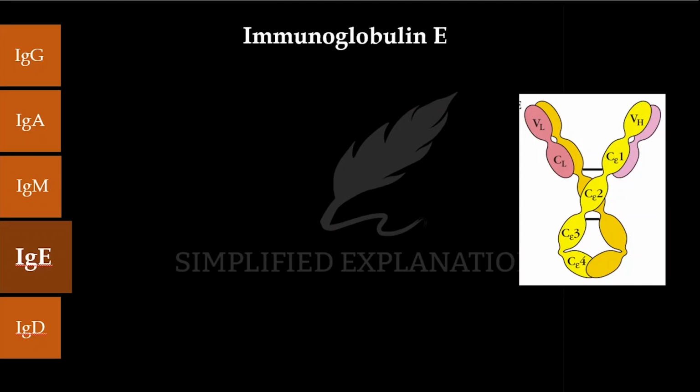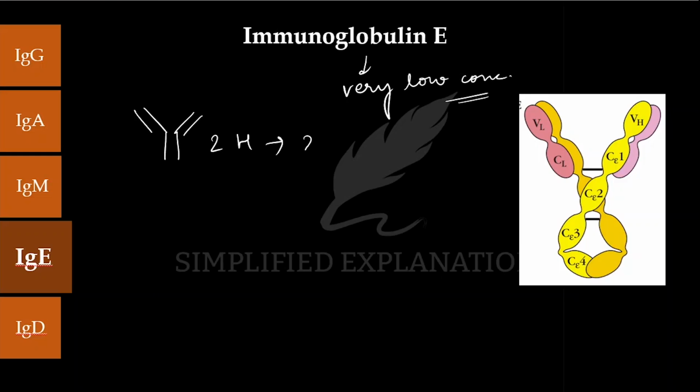The next class of immunoglobulin is IgE. This is present in a very low concentration. This is the standard structure of IgE, but it has the epsilon heavy chain. Otherwise, we can see it is a standard antibody structure.